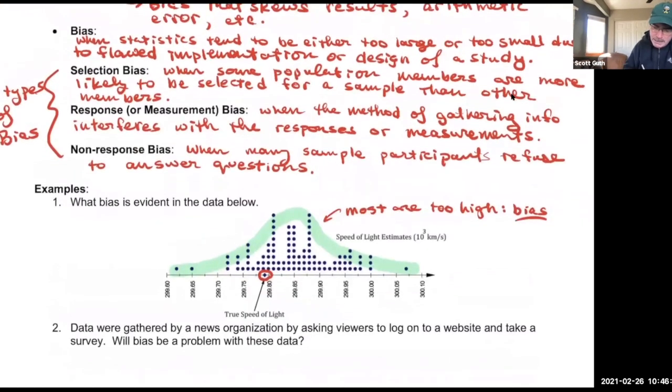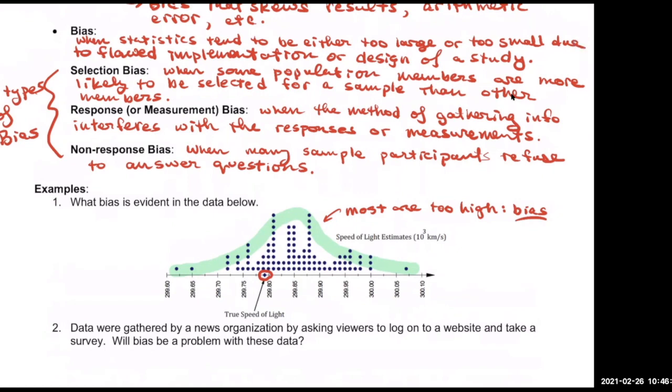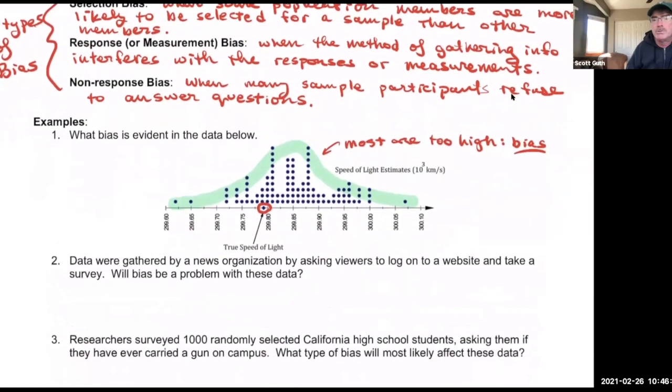Is it the way they were selecting data? No, they were just measuring data. They were just measuring speeds of light. Was it the way they were measuring the data, with response or measurement bias? Or was it because the data was refusing to respond? A measurement bias? As their measuring device wasn't working that great. It was pretty good, but it wasn't perfect. So this is going to be measurement bias. The measuring device itself is skewing the data.